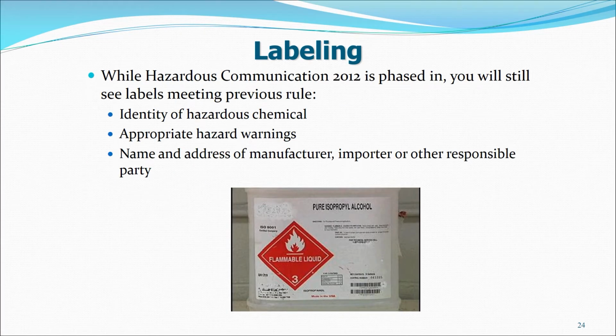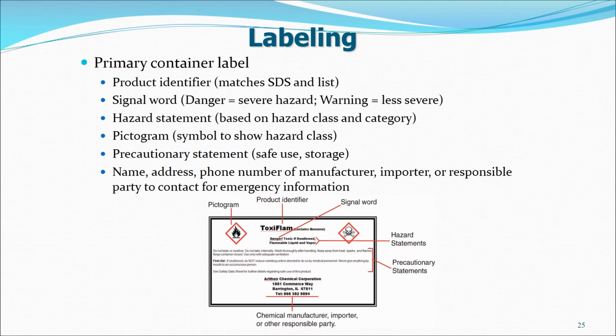Even though OSHA has changed the label requirements for the HazCom standards in March 2012, you will see shipped containers with labels that may only have the following information on them: identity of the hazardous chemical, appropriate hazard warnings, and name and address of the chemical manufacturer, importer, or other responsible party. Chemical manufacturers or importers classify a chemical's hazards, and they use that information to prepare the labels that you see on shipped containers of hazardous chemicals.